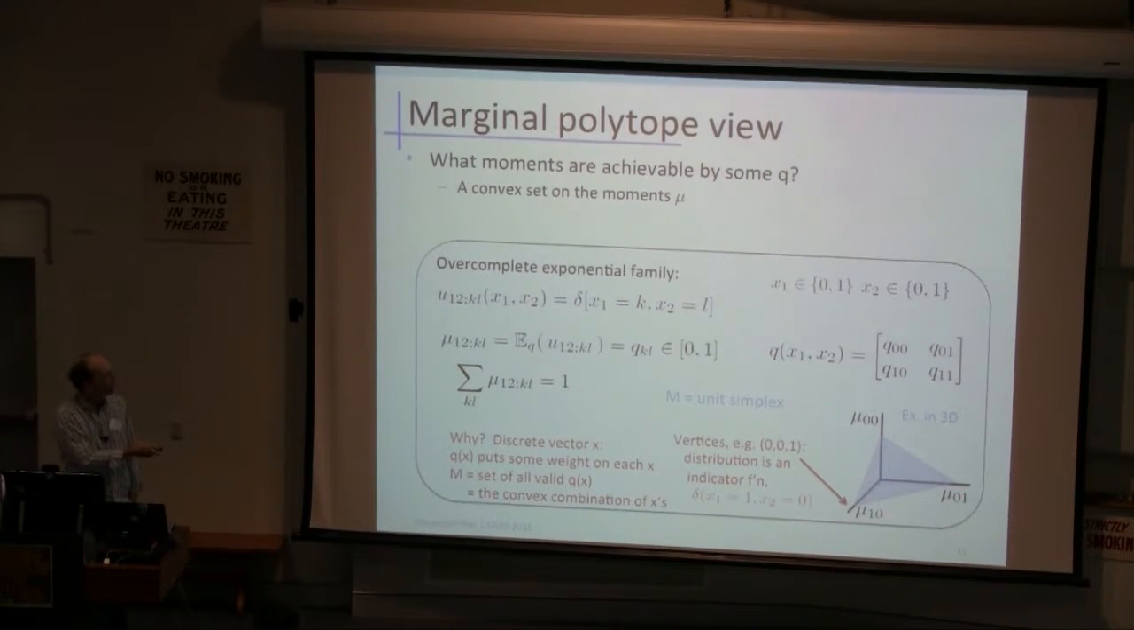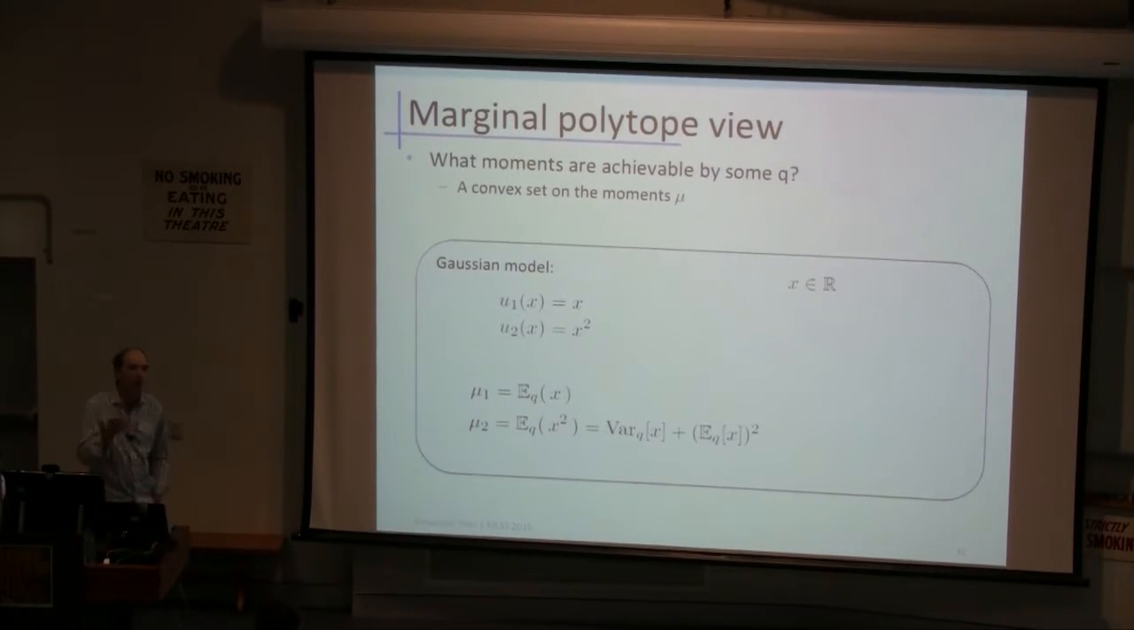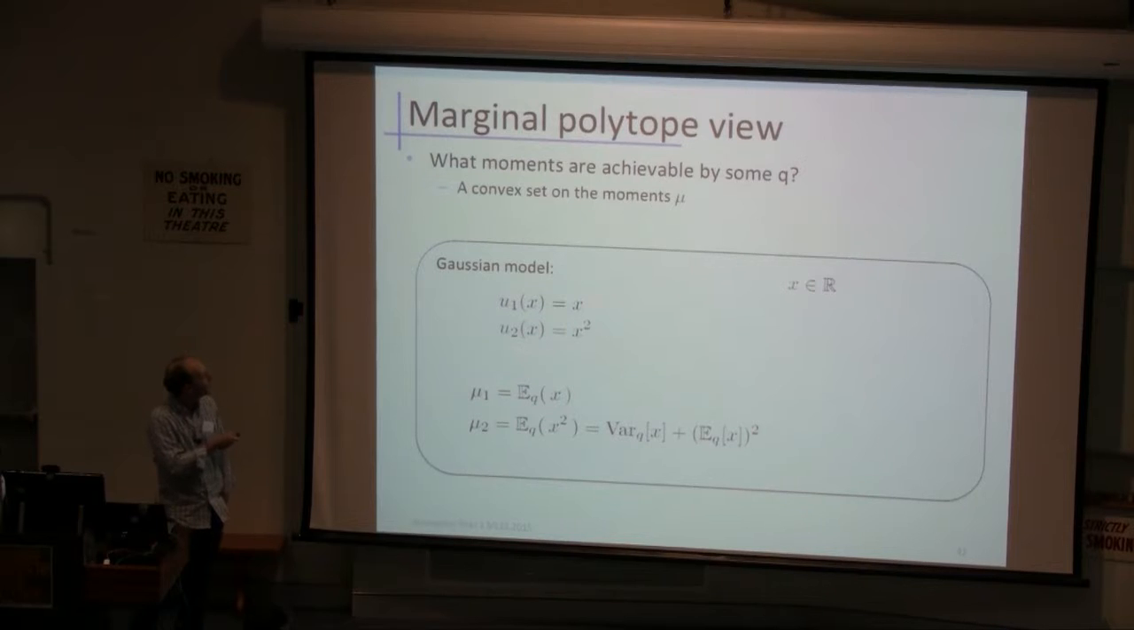So M is a polytope in discrete variable systems. In general, it turns out to be a convex set. I'll just mention this for the Gaussian case. In the Gaussian case, it's not a polytope, but it is still convex.